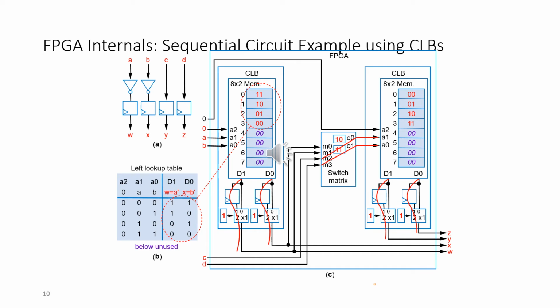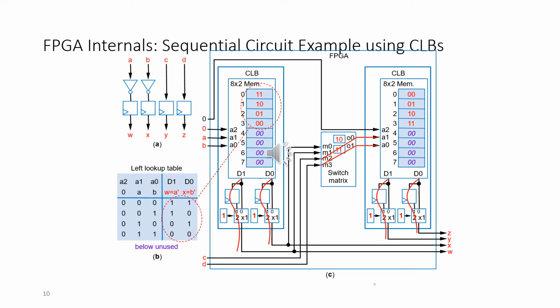The inputs to the first CLB are A and B, and A2 is given 0 for both the CLBs because we don't require it. We only require 2 inputs, A and B to the first CLB and C and D to the second CLB. So what is implemented inside the memory? D1 is W, so W is equal to A dash. A dash is given in the first column of the CLB, and B dash is given in the second column of the CLB. So X is equal to B dash, and then C and D.